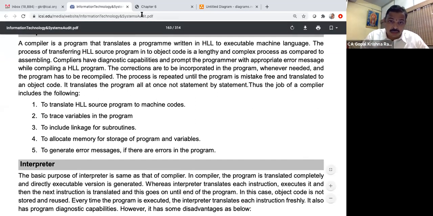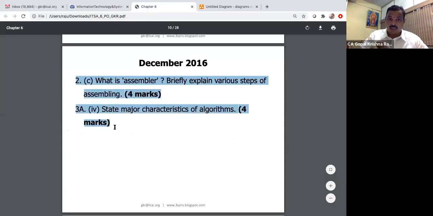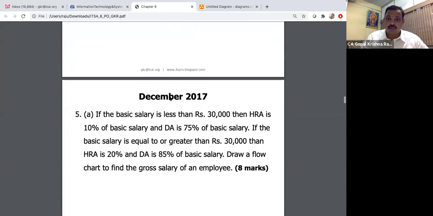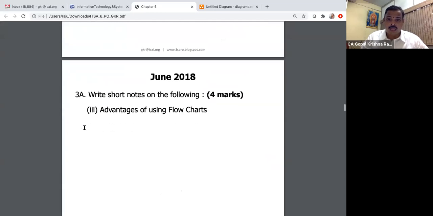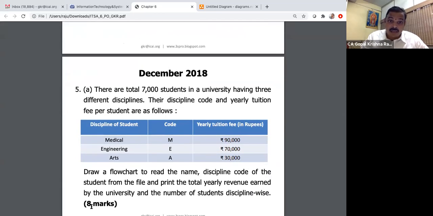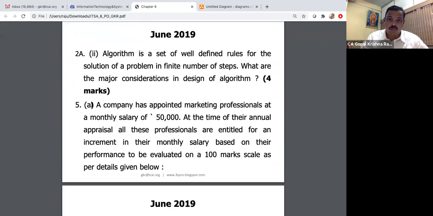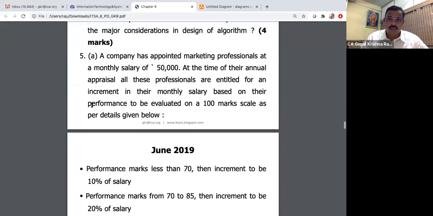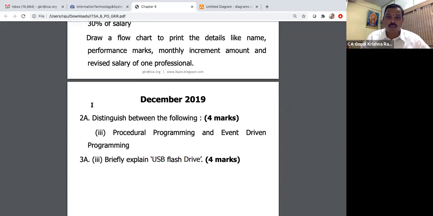Please look at this exam question. I'll now show you. See, they already asked 8 marks. Algorithm, assembler, flowchart, 4 marks. Now please look at the question in December 17, 8 marks, flowchart alone. So we have to be very careful. Here, 4 marks. December 18, 8 marks in flowchart. And June 19 is 4 marks plus 8 marks, so 4 plus 8, 12 marks in June 19. And December 19, I'm sorry, only 4 marks.